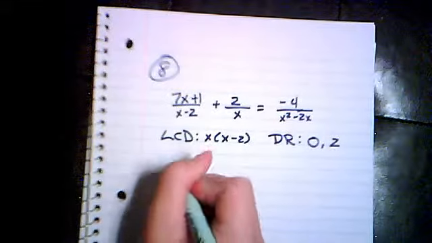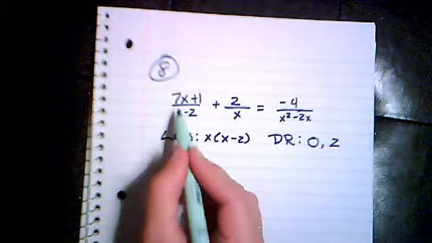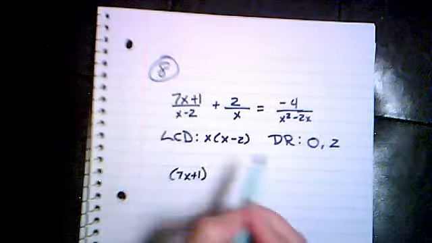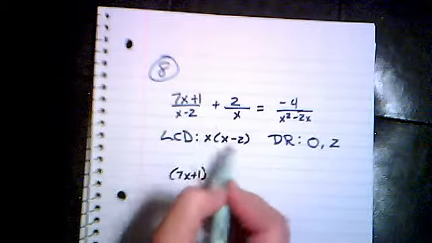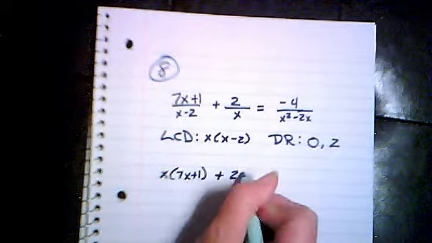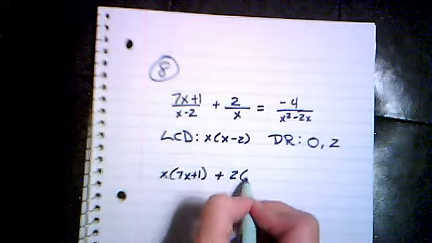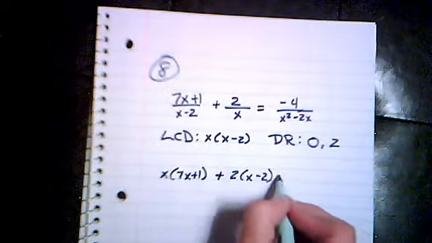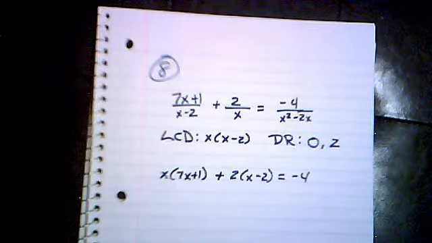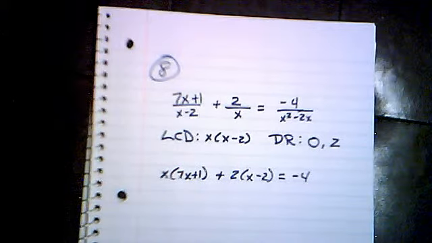So the next thing is to multiply my numerators by whatever my denominator was missing. This had the x minus 2, so I need to multiply it by an x plus 2 times, it has an x, so I'm going to multiply it by x minus 2, and that's equal to negative 4, and I don't need to multiply it by anything because that denominator is the product of the two factors in my LCD.